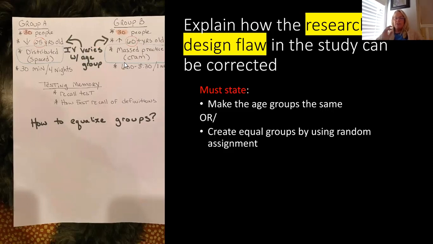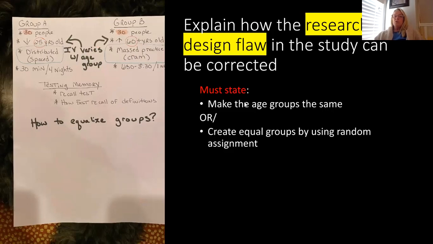Instead, you need to figure out this question here. How can you equalize your groups? So there's a couple ways you can equalize your groups. Otherwise, you can say to yourself, well, maybe this group does better because it's just their age. And that's not what we're trying to test, their age alone. We're trying to test the groups itself.